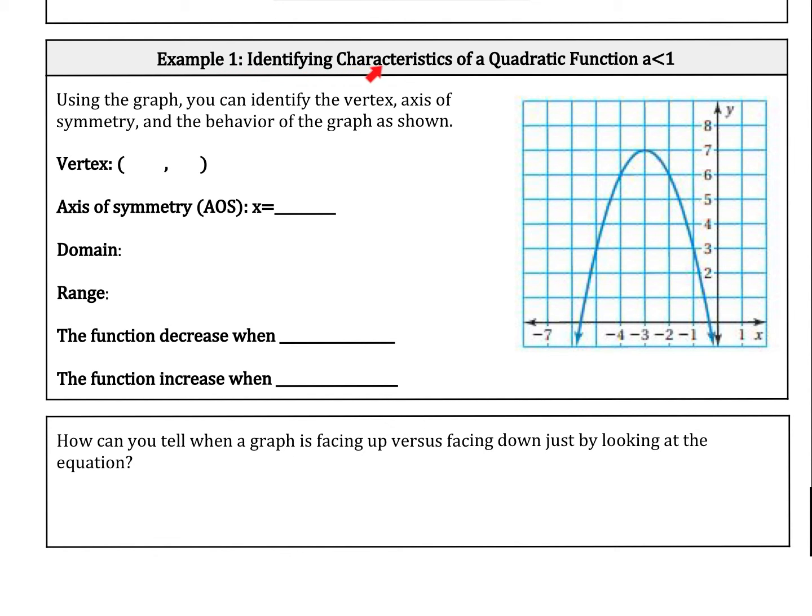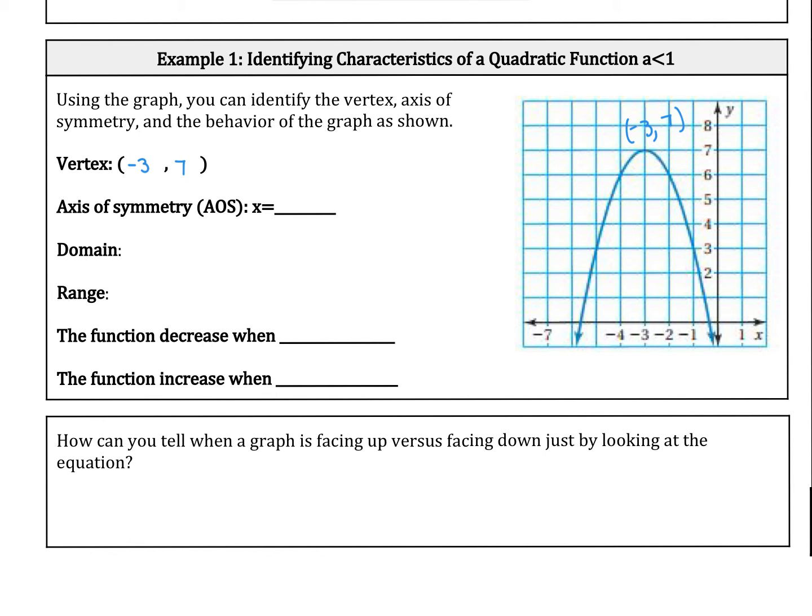Example 1, identifying characteristics of a quadratic function when a is less than 0. Using the graph, you can identify the vertex, axis of symmetry, and the end behavior of the graph as shown. So first thing, they ask us to find the vertex. Vertex is the point where the parabola starts, and in this case, it's going to be this point, -3, 7.